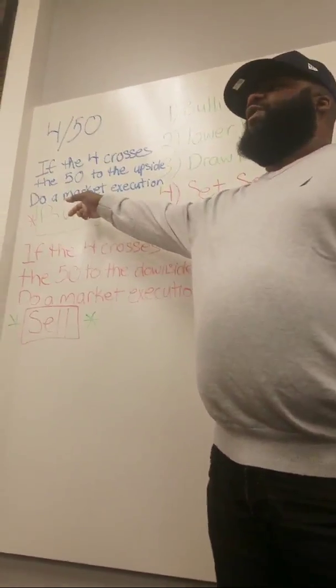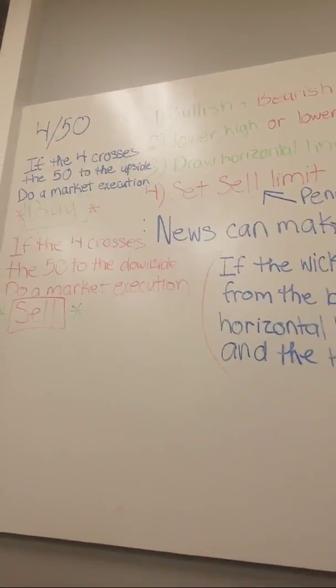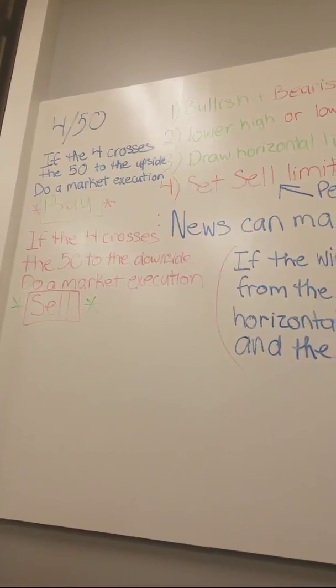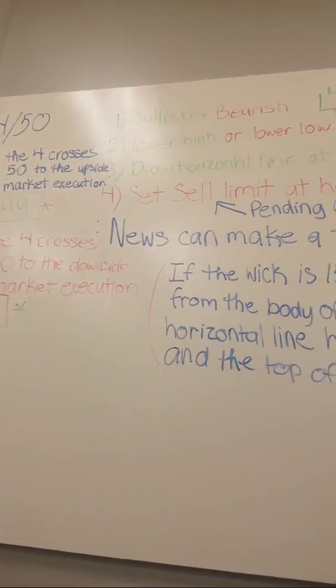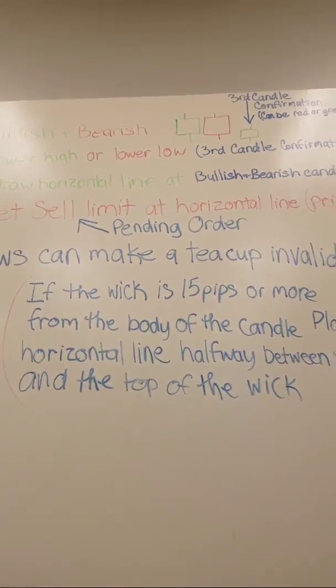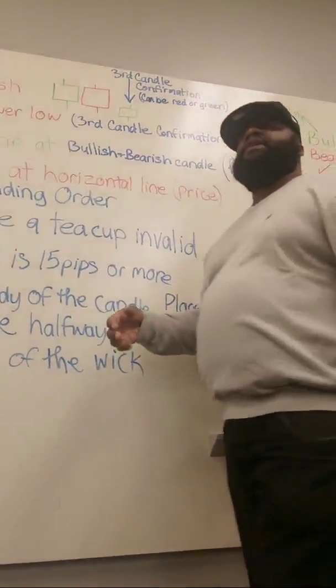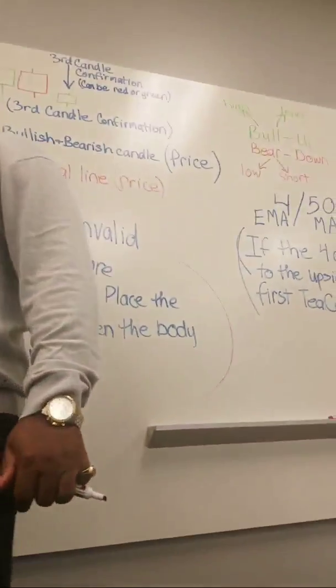Crossing. The 4 and the 50 cross. If that 4 crosses that 50 going to the upside, do not take that teacup. It is going to blow past your 30 pip stop loss completely. It will be invalid. So if the 4 crosses the 50, you don't place that teacup.